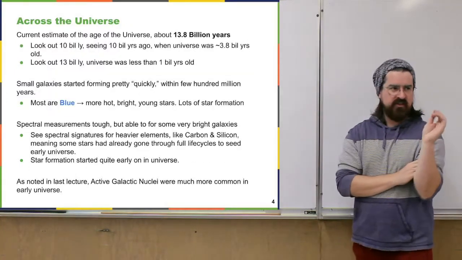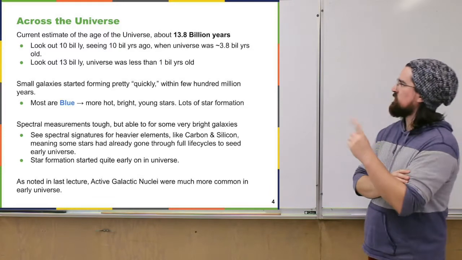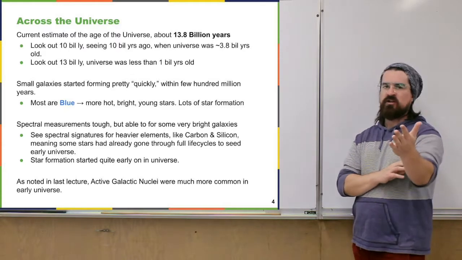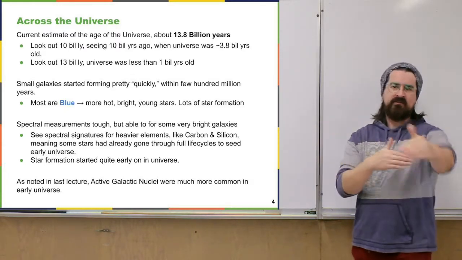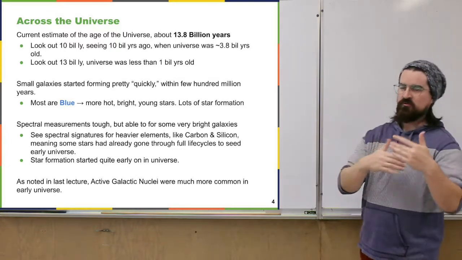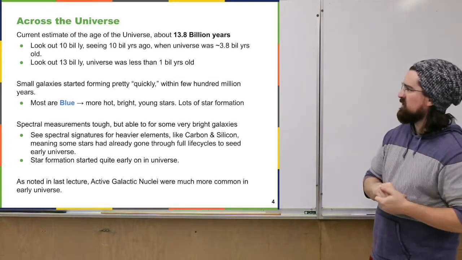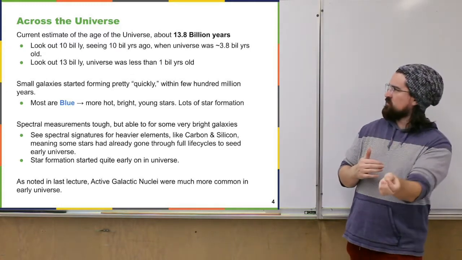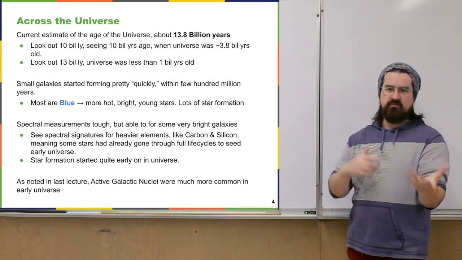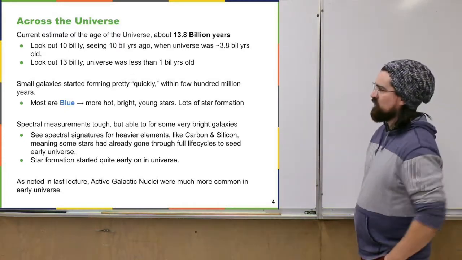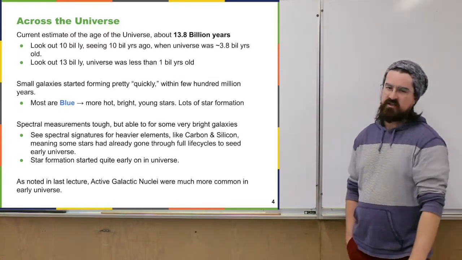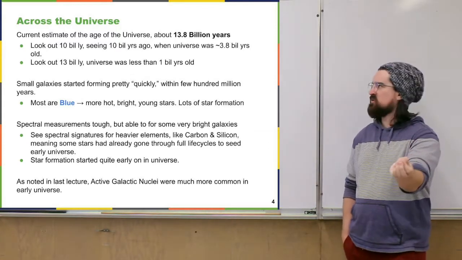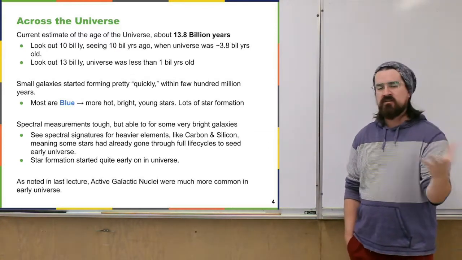So our current estimate for the age of the universe is about 13.8 billion years old. And so if we think about looking really far out into the universe, we can also think about that as looking at a certain amount of time after the beginning of the universe, or after the time the universe began. So you look out 10 billion light years, you're seeing light that left an object 10 billion years ago. That was when the universe was about 3.8 billion years old. Or if you look out 13 billion light years, you see an object that's that far away, then you're seeing an object in the universe as it was when the universe was less than 1 billion years old.